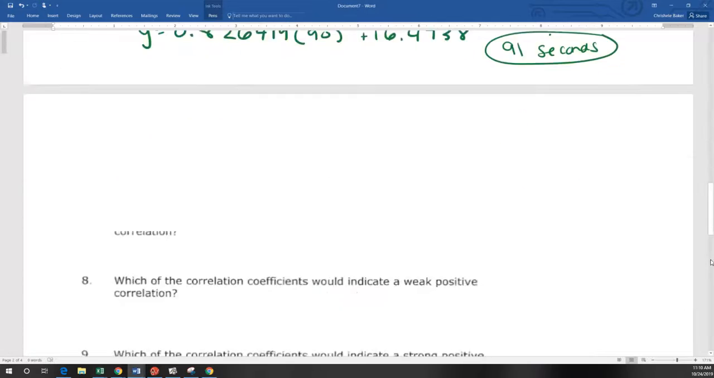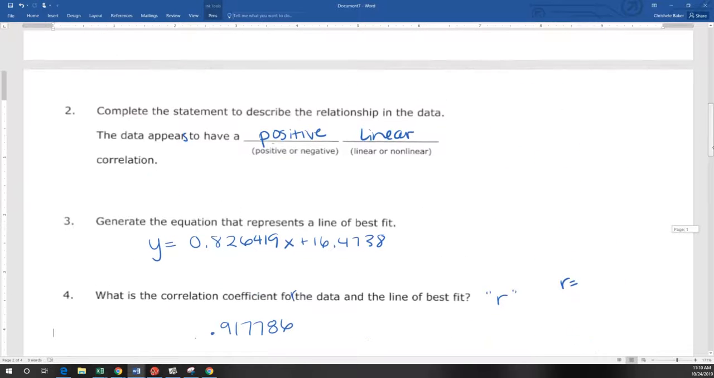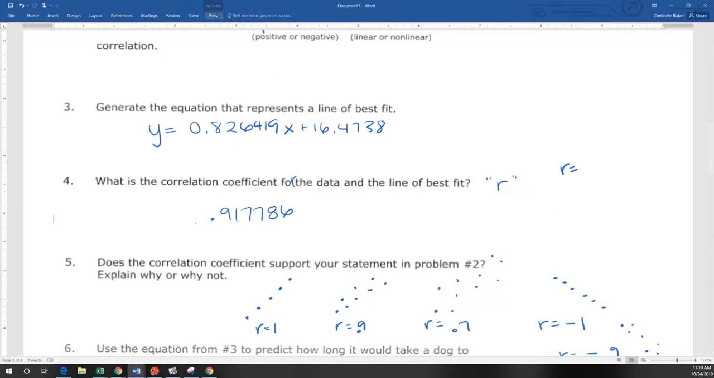So I wanted to talk a little bit more about what this equation means right here. We know our slope is our rate of change. That's our m. So what is it saying? Our x values are the weight and our y values are our time. So this is saying for every extra pound on the weight of the dog, it's going to take them almost a second extra to complete this course.